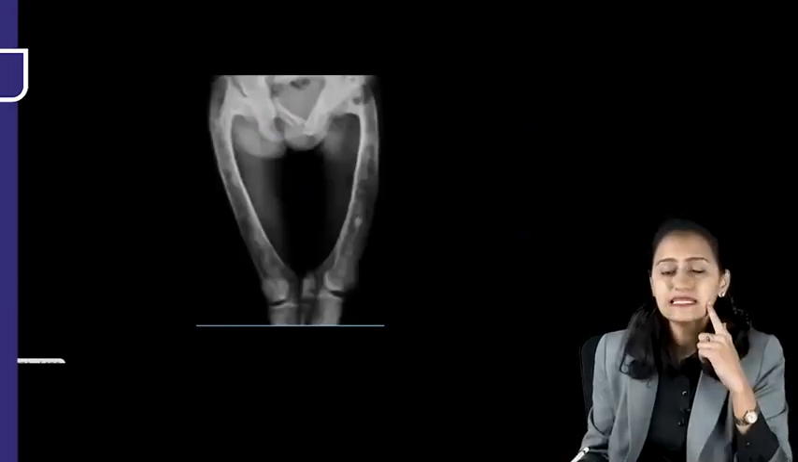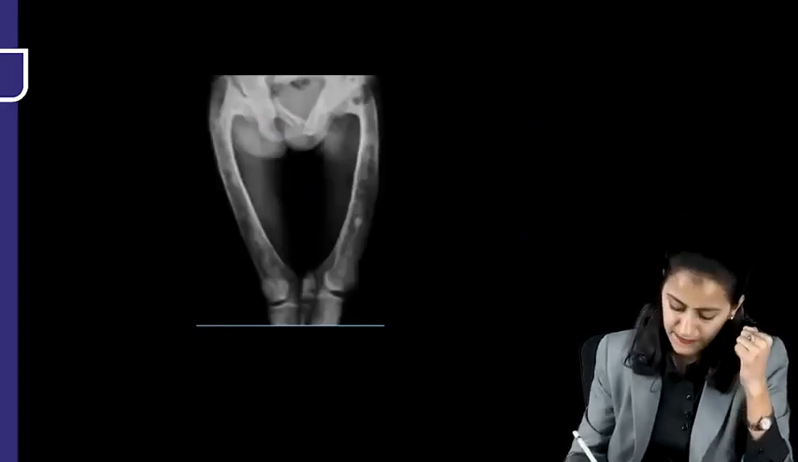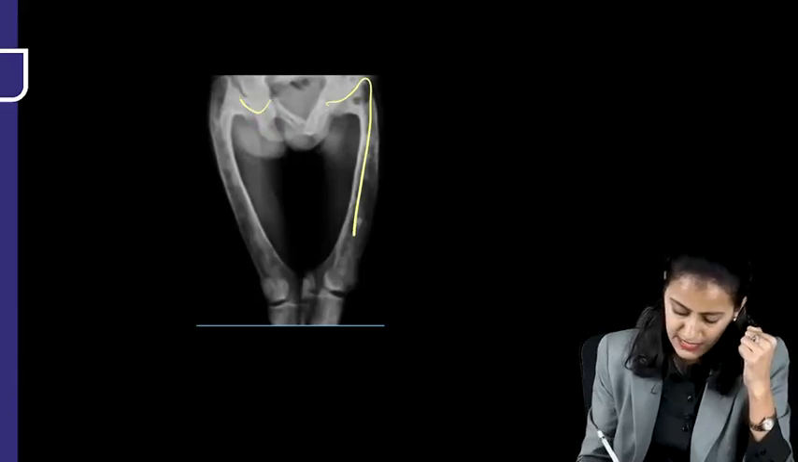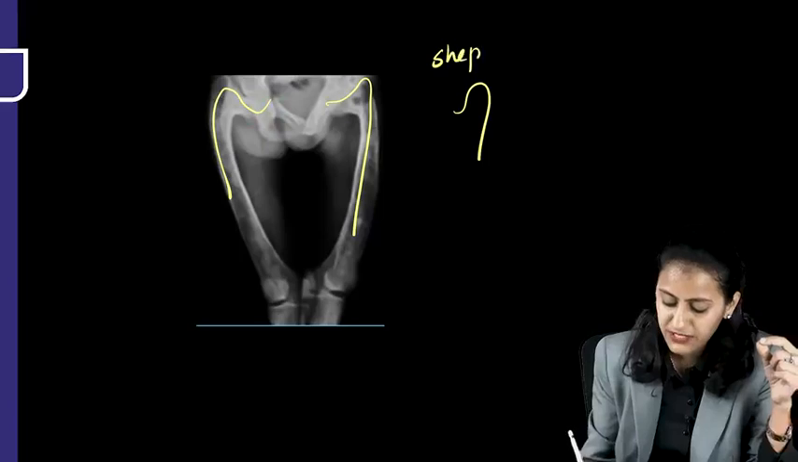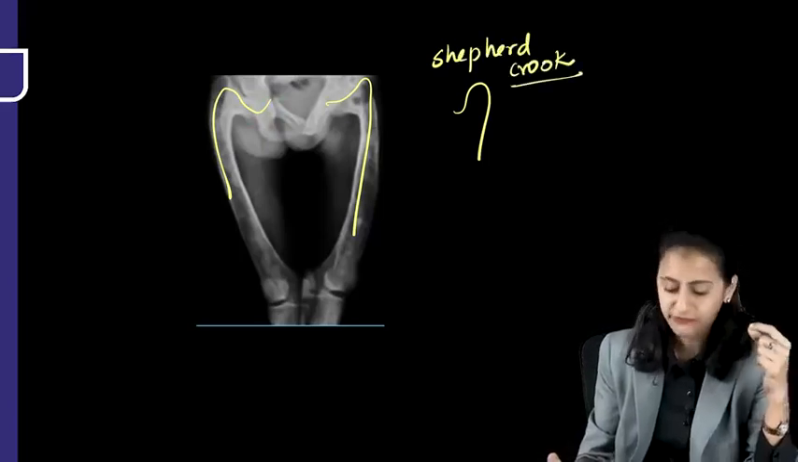Next one, a recent NEET PG exam question. What are we seeing here? So look at the deformity in the femur. The femur is bent like this, like a shepherd crook. This is the shepherd crook deformity of the femur.